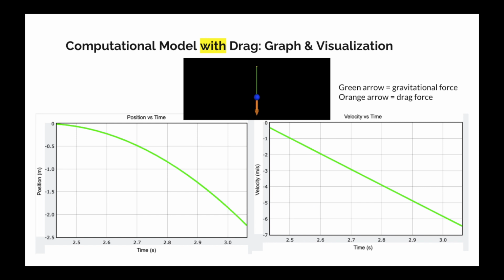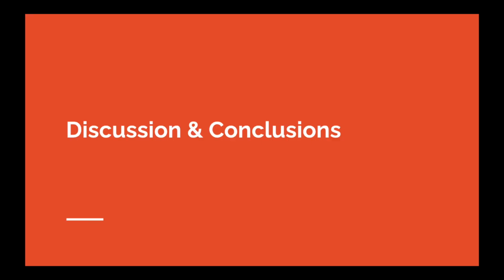Here we have the finalized computational model with drag. As you can see, the orange arrow indicates the drag force that was missing in our previous computational model. And of course, we still have gravitational force acting on our piece of paper as well. Finally, let's discuss our conclusions for this lab.